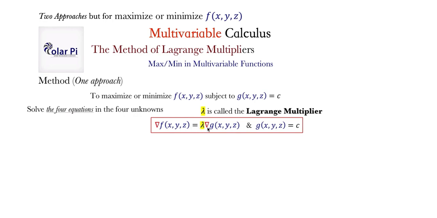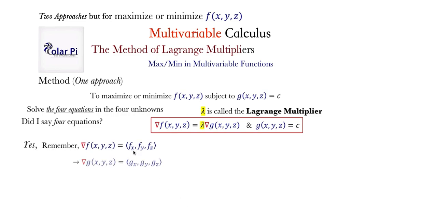Lambda here in this first equation is called the Lagrange multiplier. And yes, you heard me right, I did say four equations, because there are three equations in here. Remember, this here, which is red, is del f, which means the gradient. That's just a three-dimensional vector, since f here is three-dimensional, that gives you the partial with respect to x, the partial with respect to y, and the partial with respect to z. That's all that del f means. It's sort of like the slope for a multivariable function.